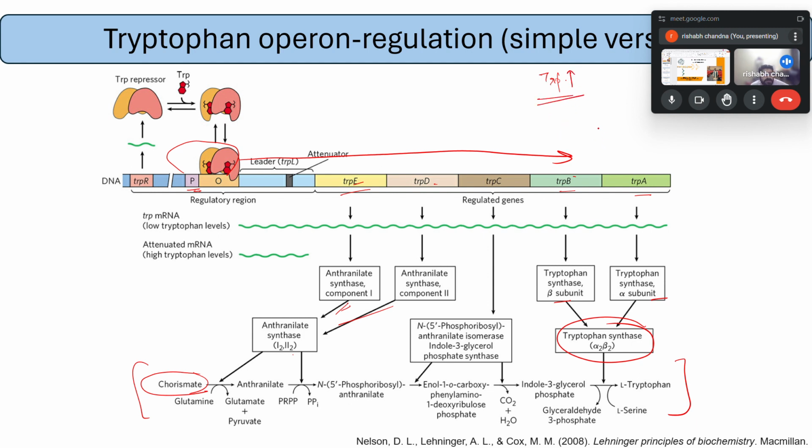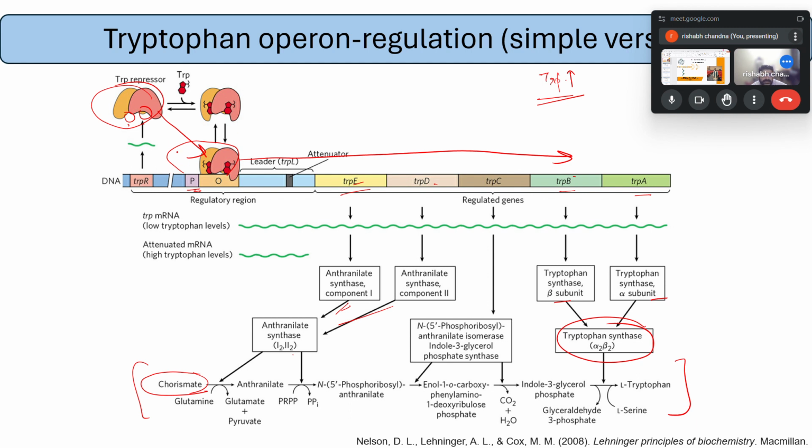Now we are going to talk about the simple version of the regulation. When tryptophan is present, we have the tryptophan repressor. It synthesizes the tryptophan repressor protein that works as a dimer. This is the binding site for tryptophan. When tryptophan is there, it reversibly binds to the repressor molecule, which activates the repressor, and it then directly binds to the operator.